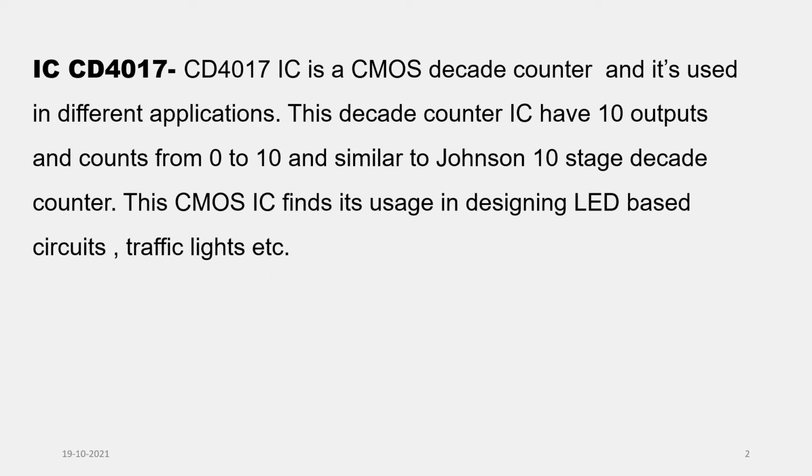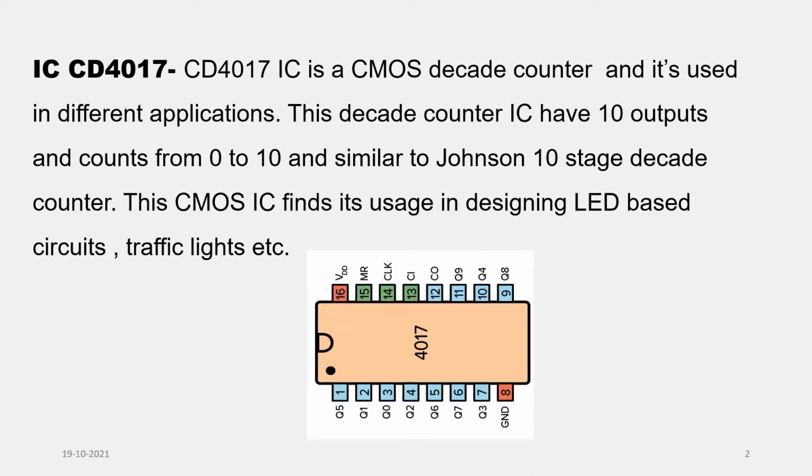The output comes from 0 to 10, similar to a Johnson 10 stage decade counter. This IC finds its usage in designing LED-based circuits and traffic lights, and in driving LEDs when you connect some light emitting diodes at the outputs from 0 to 10. It will give you some beautiful lightings. So this is the 4017.